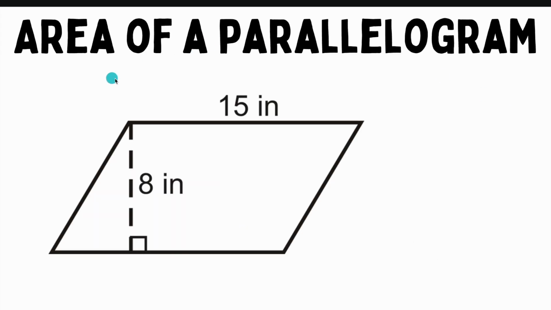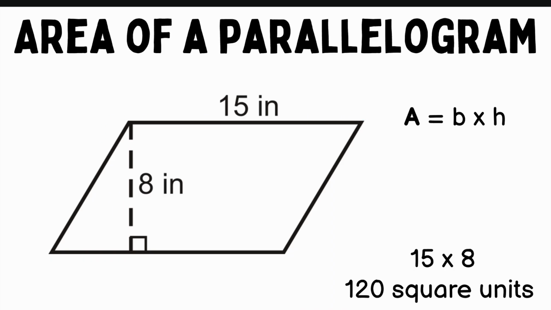Now it's your turn to find the area of this parallelogram. Remember, the formula is area equals base times height, because we could just take this area and transfer it over here, and we would take the width times the length, 15 times 8. If you got 120 square units, you are correct.